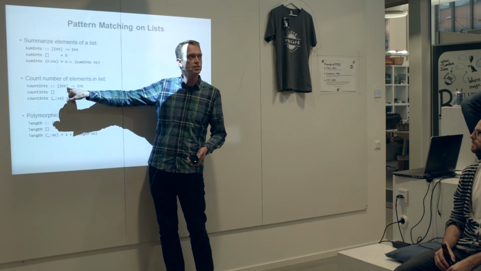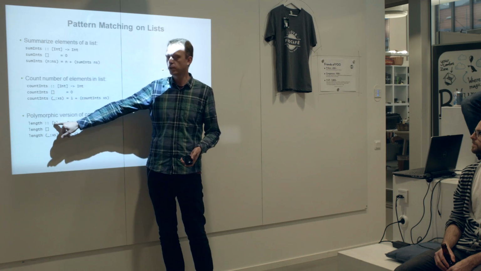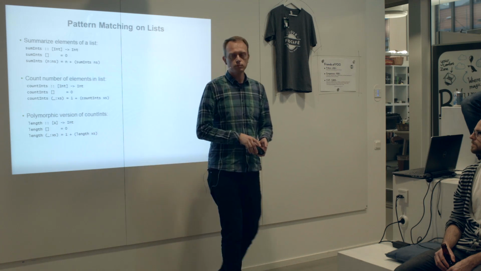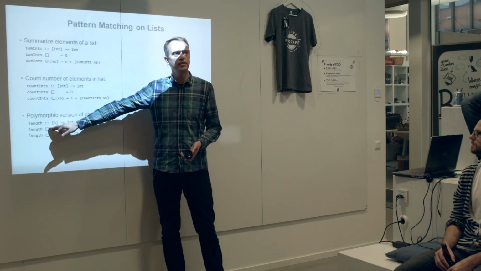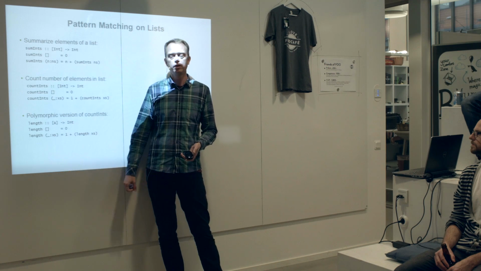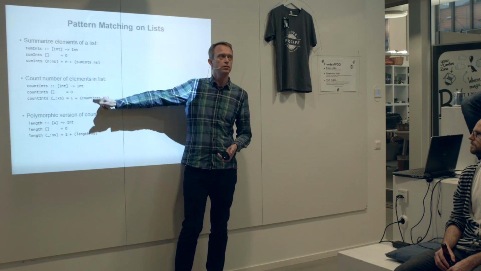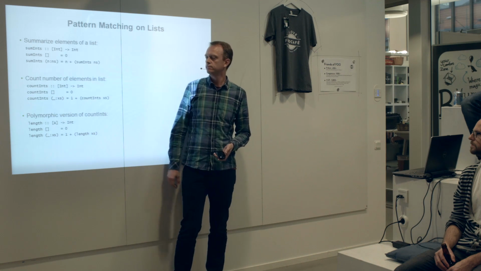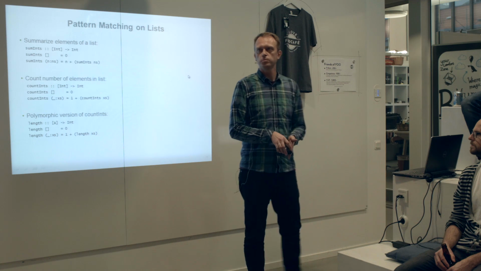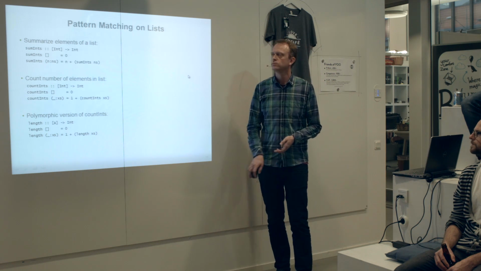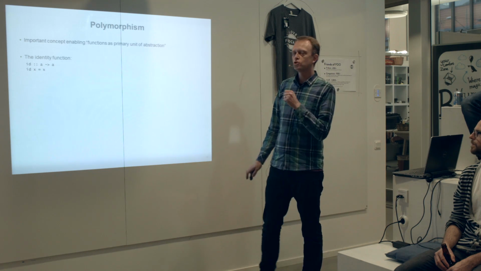Uppercase values represent data structures, data types. Lowercase represents type variables. So length here takes a list of any type. It doesn't care what the elements are, and returns an int. And the definition of the function will be identical. It doesn't really matter. Make sense? Okay. So polymorphism.